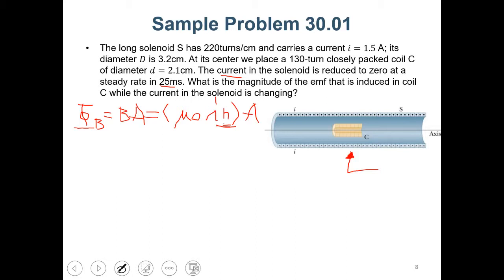So small letters and capital letters do have their meaning. They are not chosen randomly; there really is some meaning inside. So we substitute 4 pi.